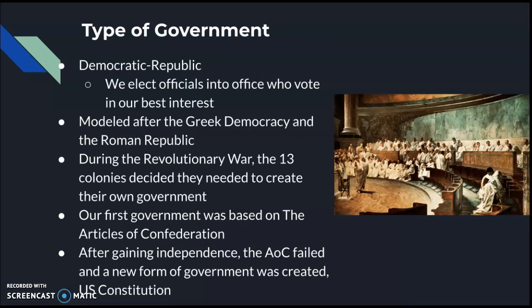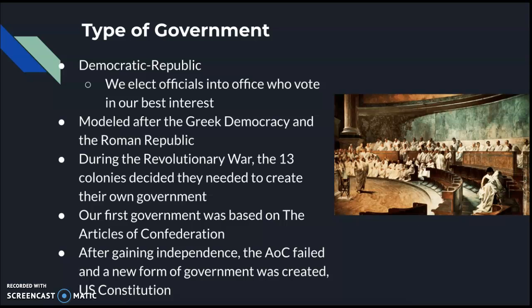Moving on. So what type of government do we have here in the United States? Well, we have a democratic republic, meaning that we elect our officials into office, and then those officials vote in our best interest. Every 2, 6, and 4 years, we elect officials, for example, city council members, House representatives, and senators, to go into a legislature and vote in our best interest, to make sure that they are voting for what we, the people, need.